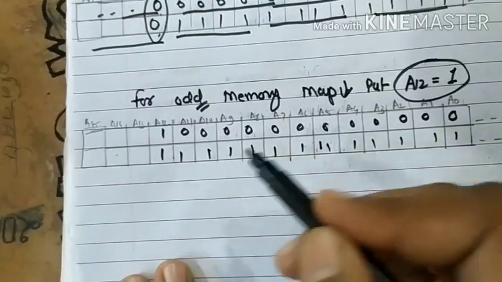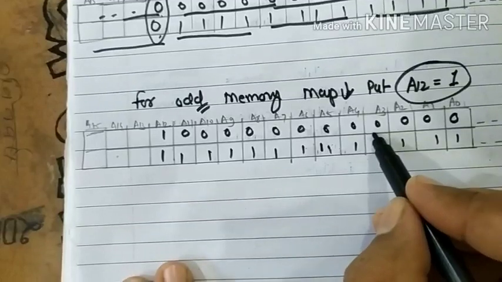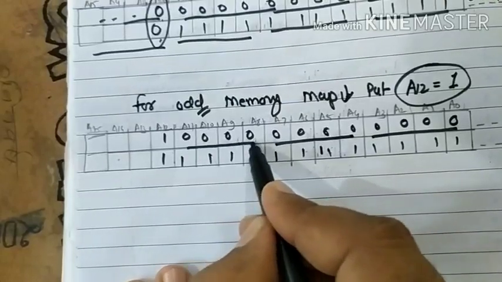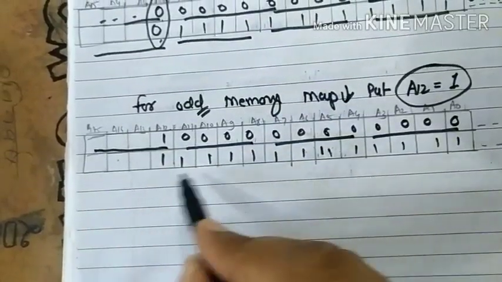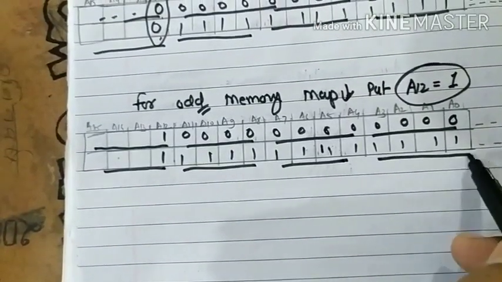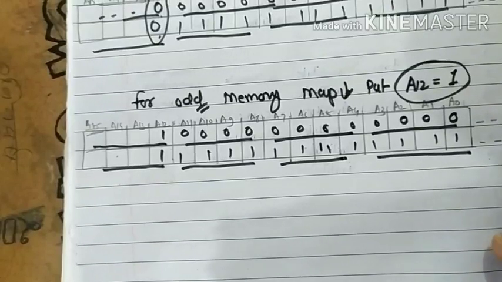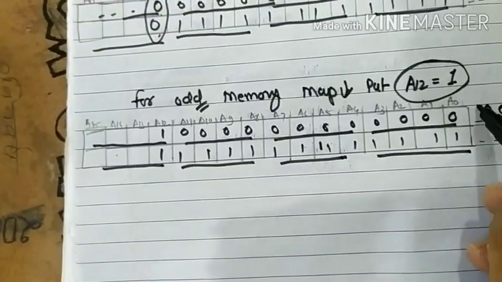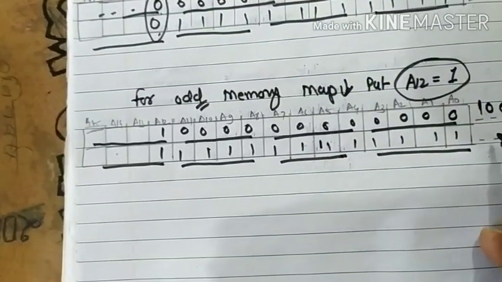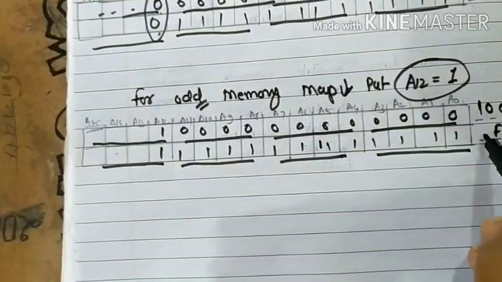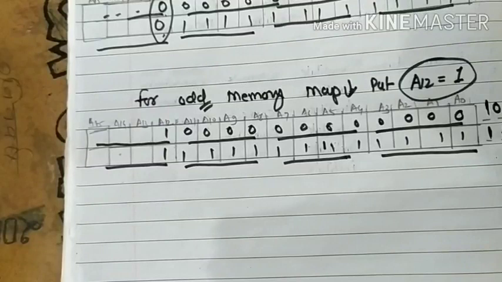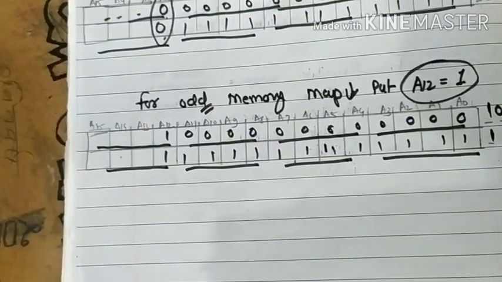Again consider 4 bits as 1 nibble. So this 4 is a nibble, this 4 is a nibble, this 4 is a nibble, and this 4 is a nibble. So according to this, our starting address is 0001H, and our last address is FFF1H. So in this way, you have to find out the memory mapping table of 8051.